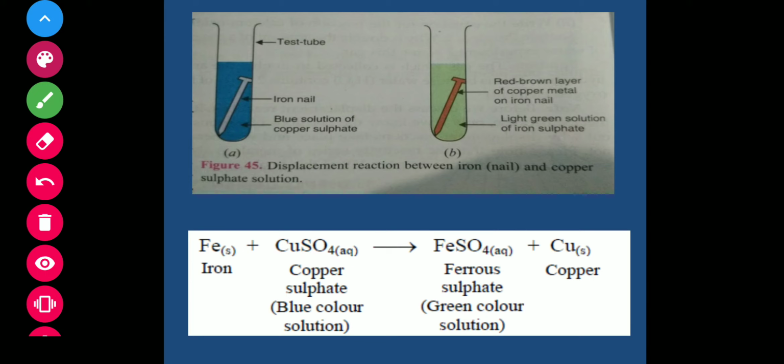We can even predict the observation based on the reaction. We know that copper sulfate is blue in color and ferrous sulfate is green in color. So the color of the solution is going to change from blue to green. Copper is being deposited here. You will see a reddish brown deposit on the iron nail. So copper sulfate, which is blue, changes to green color, and copper is deposited on the iron nail.